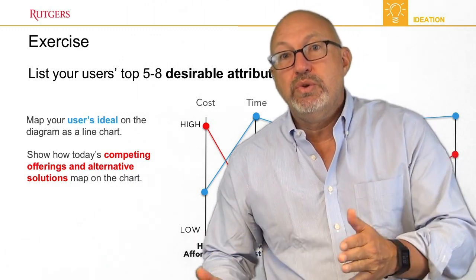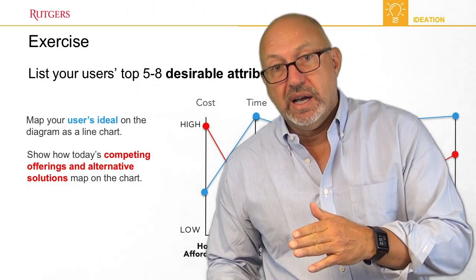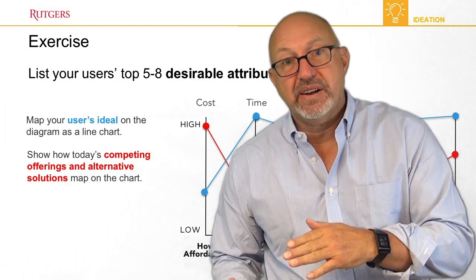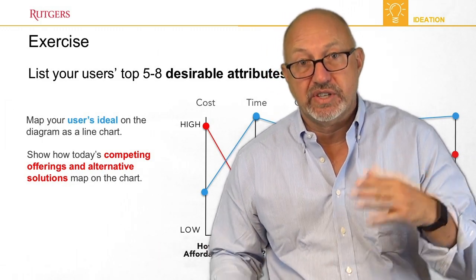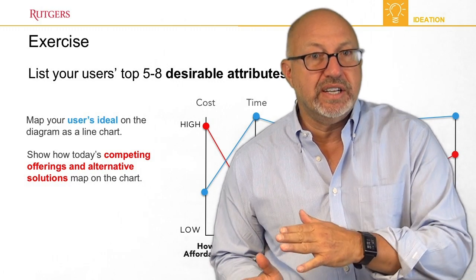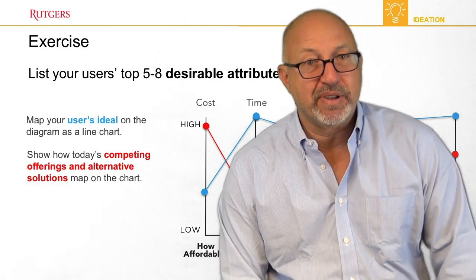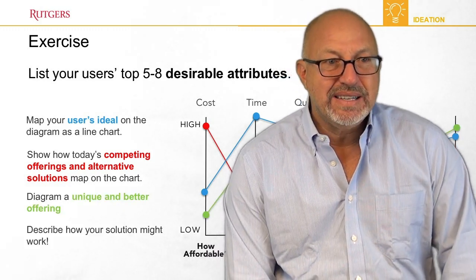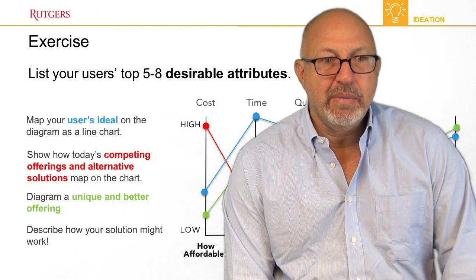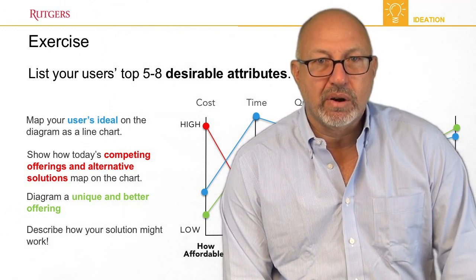Next, do a competitive analysis and show in the aggregate roughly where the competition lies. If there are 2 or 3 wildly distinct competitive domains, you might have several lines here that show where different competitors are. Because what you're trying to do is differentiate, so it's important to map the competition. And then lastly, I'd like you to diagram your unique and better offer.